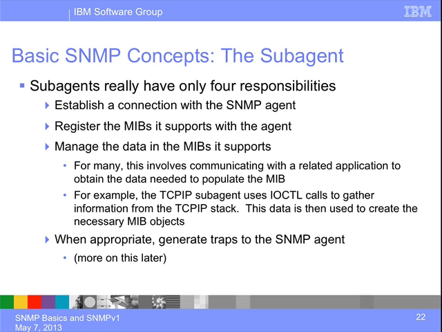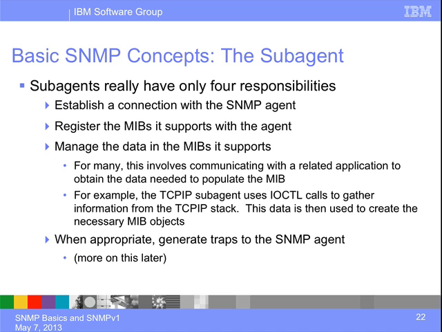Subagents are also responsible for managing the data in their MIB. In many cases, this requires that the subagent communicate with a related application to obtain the data it needs to populate its MIB. For example, the TCP/IP subagent uses ioctl calls to query data from the TCP/IP stack and then places that data into the appropriate MIB structures.